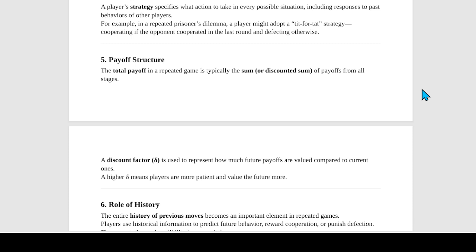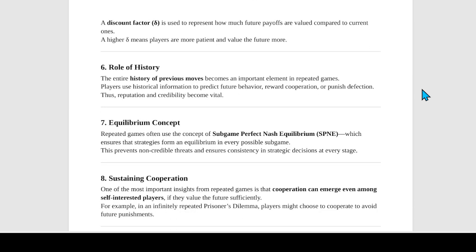He does not care कि कल जाके मुझे उसका पे ऑफ भरना पड़ेगा, कि सामने वाला भी मेरे पे चीट करेगा, right? He's not gonna care about that. He's only gonna care about that, okay, I'm going to get a good amount today, so why should I care about tomorrow? All right. Now, what is the role of history in a repeated game?